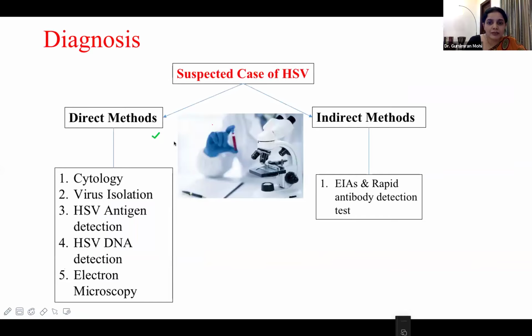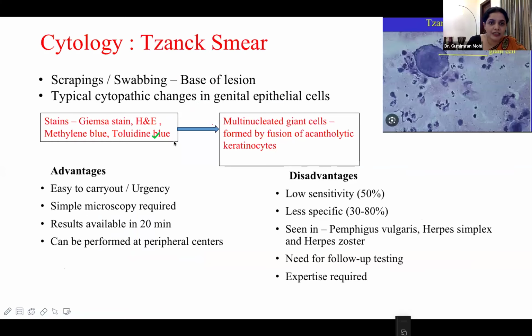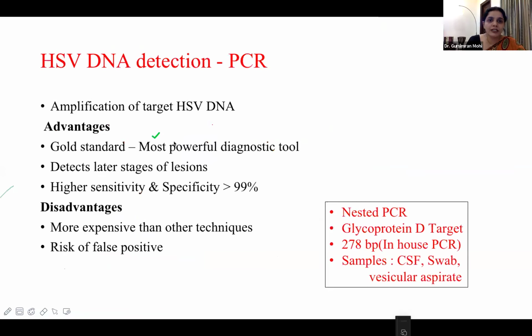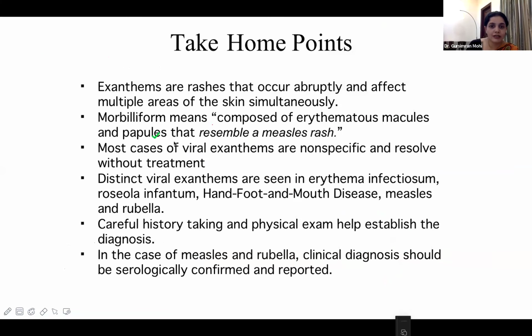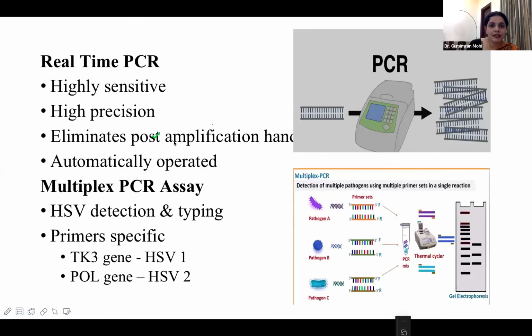Usually the Tzanck smear has low sensitivity and specificity. Then the HSV DNA PCR is usually done for diagnosis. So these are the main viral conditions which I have tried to cover.